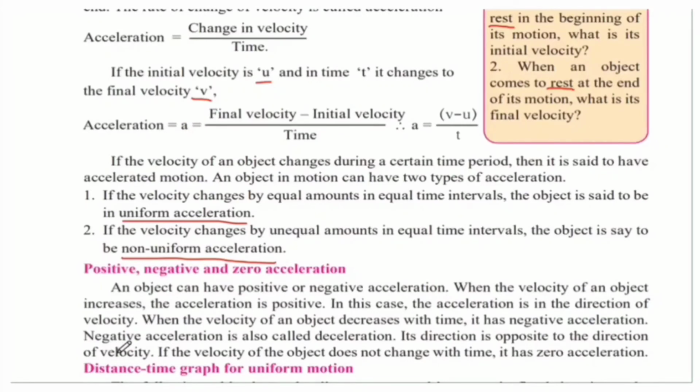So, when you want to understand what is negative acceleration, imagine that you have thrown a ball on the ground and after some time it comes to a rest. So, during the ending period, the velocity of the ball goes on decreasing. So, during this time, the acceleration acts on the ball in the opposite direction, whereas the velocity is in the forward direction. So, since the velocity is decreasing with time, it is said to be negative acceleration. If the velocity of the object does not change with time, it has zero acceleration.